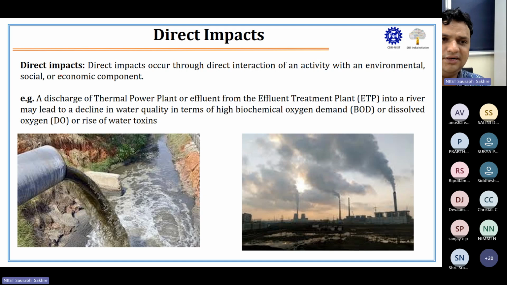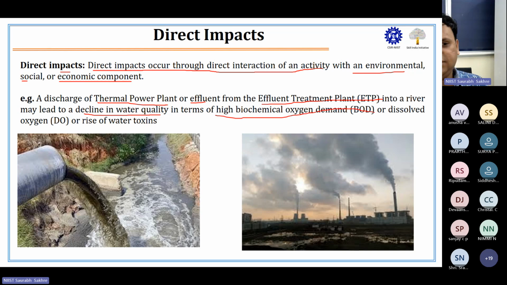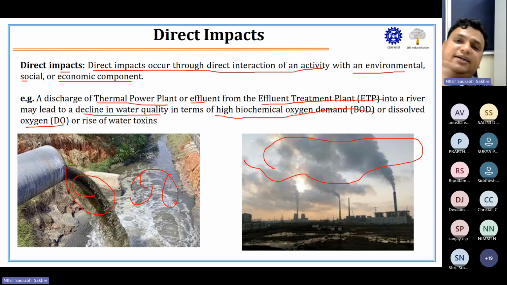So, what is direct impact? Direct impacts occur through direct interaction of an activity with an environmental, social, or economic component. Direct impact means it will be directly felt. The example is discharge of effluent from a thermal power plant or effluent treatment plant, ETP, into a river, which may lead to decline in water quality in terms of high biochemical oxygen demand or low dissolved oxygen. You can see here it is discharged, and here itself I am seeing polluted water. Here it is discharged, and here itself I am seeing the pollution in the air. So it is a direct impact. There is no in-between mediator environment in that.